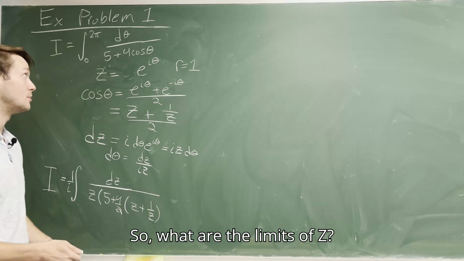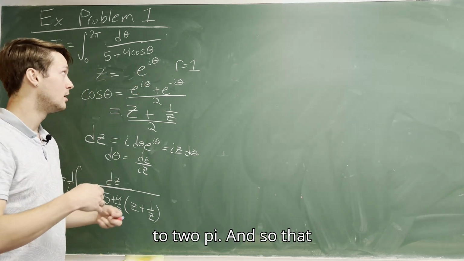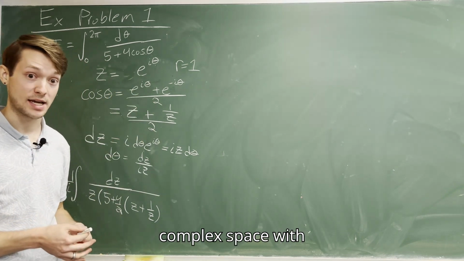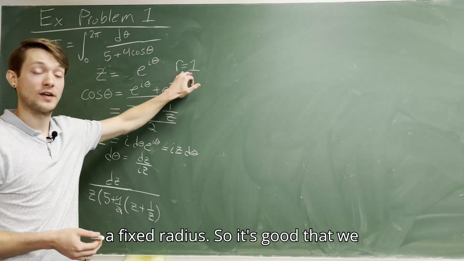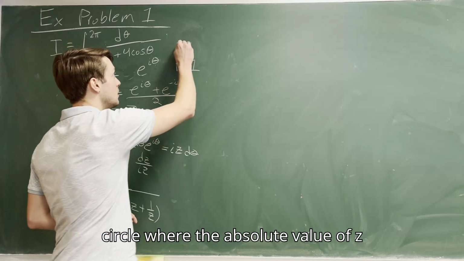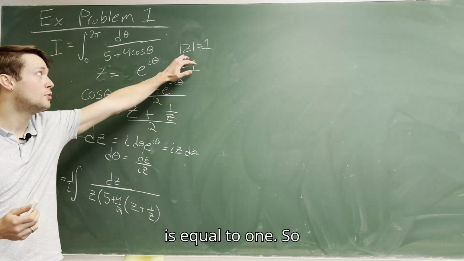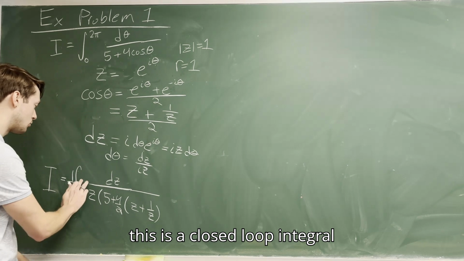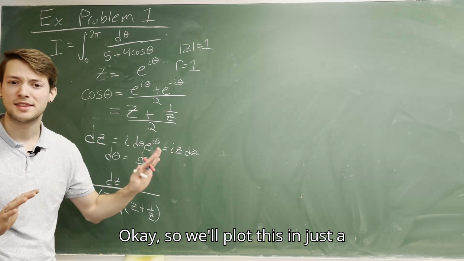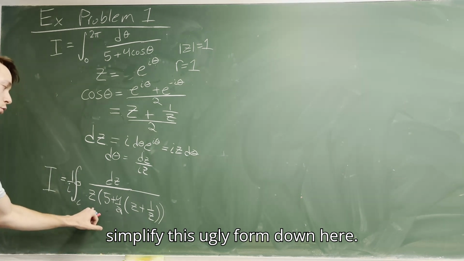So what are the limits of z? We said that we had theta going from 0 to 2 pi. And so that is equal to a circle in our complex space with a fixed radius. So it's good that we fix the radius. It means we have a circle where the absolute value of z is equal to 1. So this is a closed loop integral along a contour. Okay, so we'll plot this in just a moment, but we do need to simplify this ugly form down here.